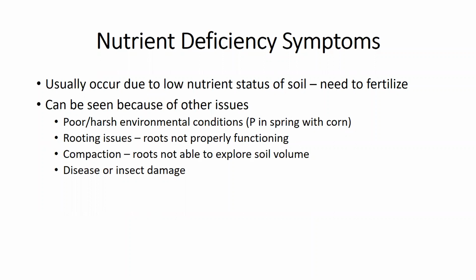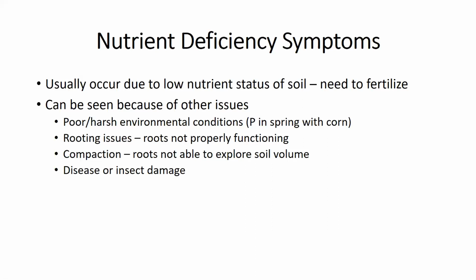Poor, harsh environmental conditions. The most common example that comes to my mind is phosphorus in the spring with corn. We see that purple corn. The corn got planted, the farmer's going to say April 1st so he can claim fertilizer or crop insurance, but truly it was the end of the third week of March. It turned cold, corn sprouted, it's not happy, it's not able to pick up the phosphorus that it needs. I'm showing phosphorus deficiency.